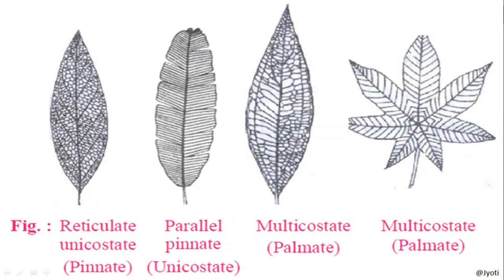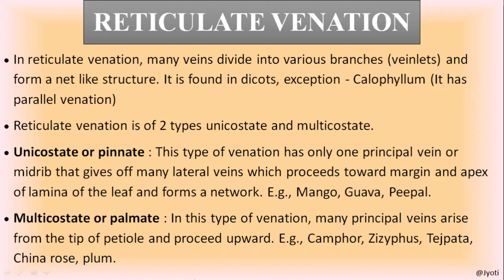So here see the difference between this one and this one. Here only one midrib, but here more than one midribs are there and they are converging towards the apex. They are moving towards the apex. But the veinlets are forming the network-like structure. That's why they are reticulate venation.